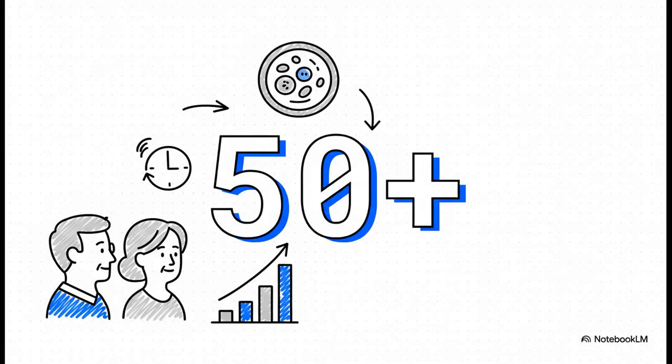Okay, so that's the where. What about the who? Well, the data is pretty clear here. We're almost always looking at adults over the age of 50. In fact, it peaks in the 7th decade, so folks in their 60s.